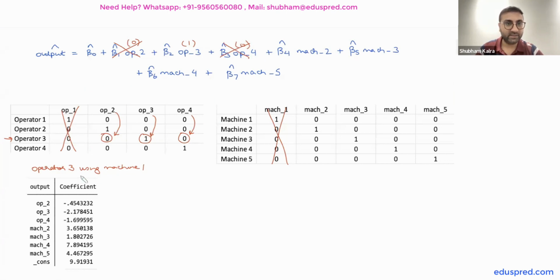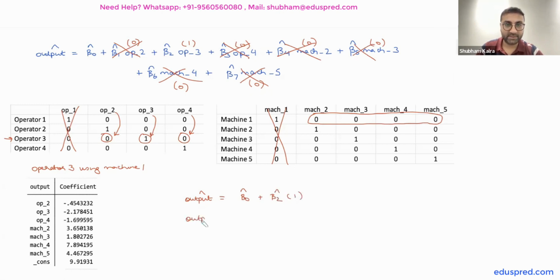Now we are using machine number 1. For machine number 1, you can see that all these dummies are taking the value 0. So this goes away, this goes away, this and this also go away. So that means the estimated output is equal to beta 0 hat plus beta 2 hat multiplied by 1. We can pick the value from this table. Beta 0 hat is 9.91931, and beta 2 hat, what is beta 2 hat?